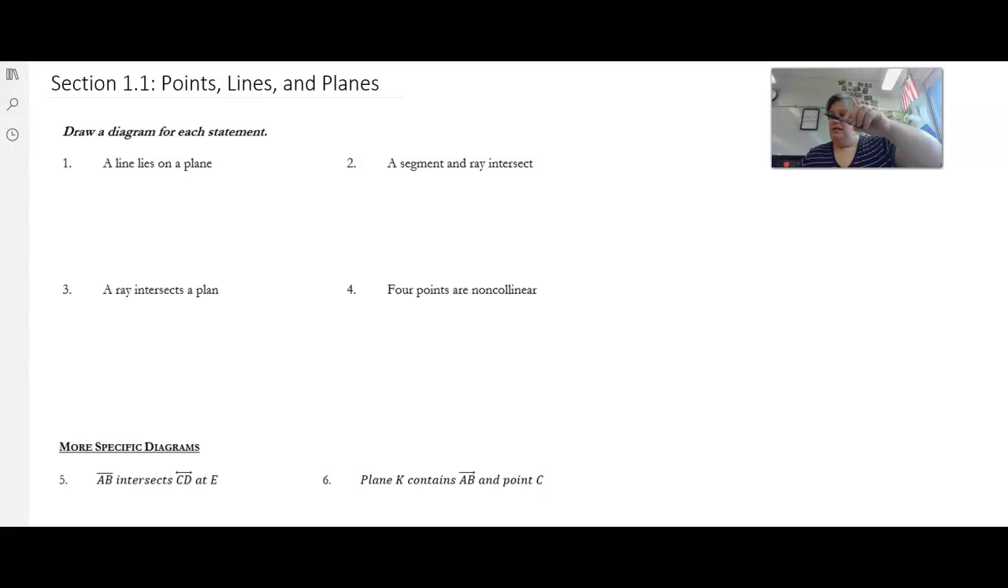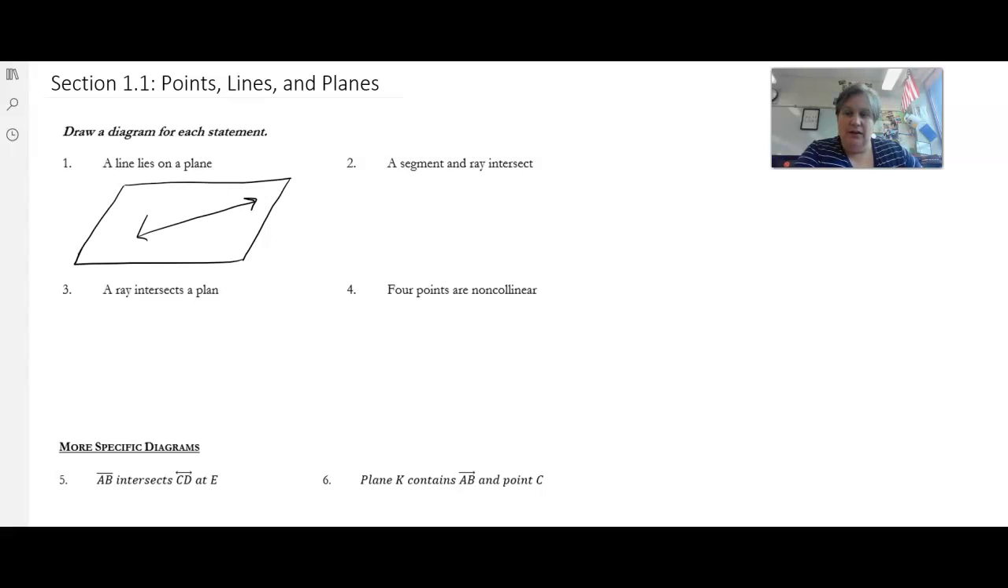But now, to make it make sense drawing-wise, I have to draw my plane. And remember, planes you draw as parallelograms, which are slanted rectangles. And then the line lies on it. So it's just sitting on top. And so what you're going to do is you're going to make it lie on it. And that is saying a line lies on a plane.